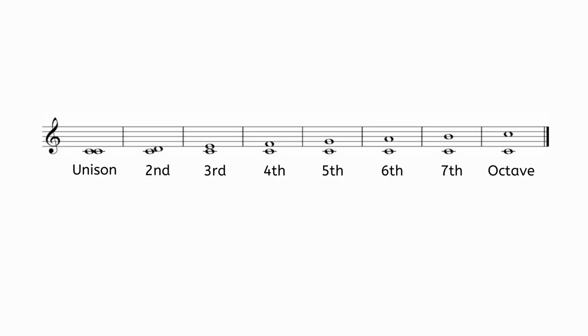The picture below shows intervals that are based on the C major scale. The first one from middle C to the same middle C is called a unison. The last one goes from middle C to another higher C as an octave.